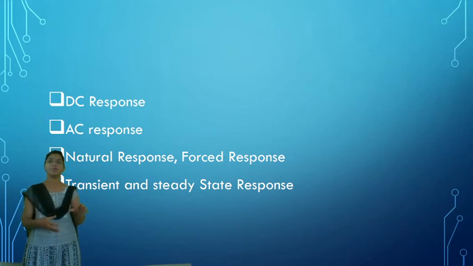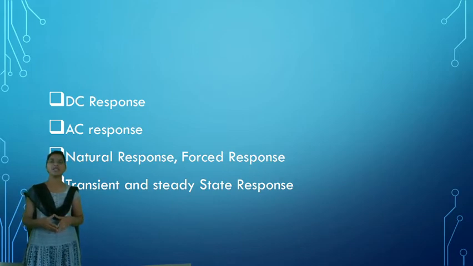Whenever you apply a time varying signal, like V equals 5 sin t, that voltage is varying according to time. If your input is varying according to time and you apply that type of signal to the circuit, then the response produced by that circuit is called an AC response. Next, natural response and forced response.